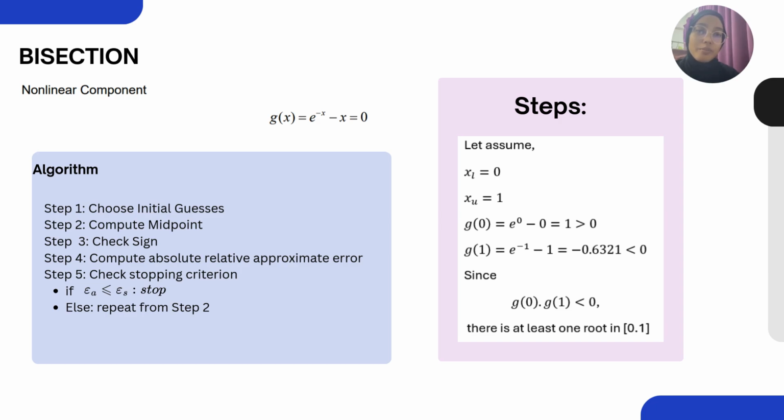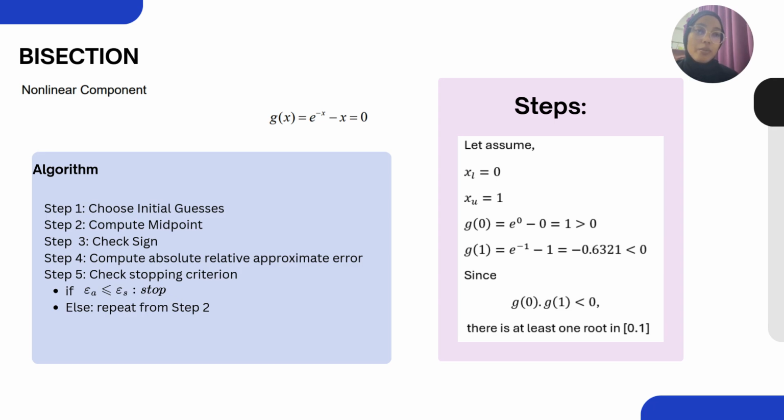Next, for this part, I will explain how the bisection method is used to solve a nonlinear equation. This method is a bracketing method, which means it requires two initial guesses where the function changes sign. This sign change guarantees that at least one root exists within the interval. The algorithm works as follows. First, we choose two initial guesses, a lower bound and an upper bound.